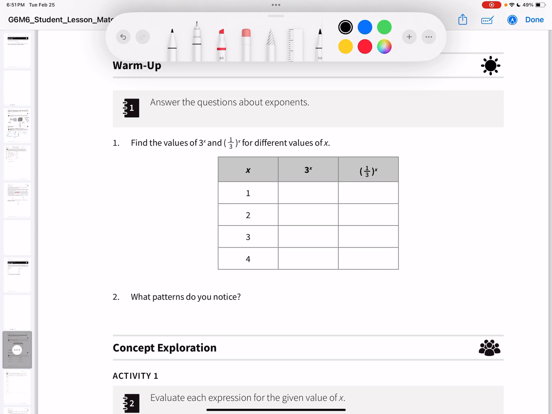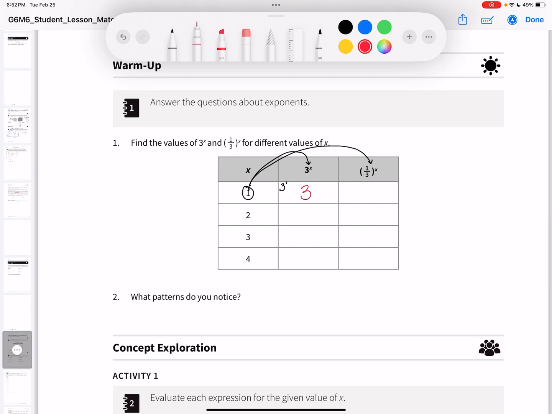values of x. So what we're doing today is we're going to take this and plug it into the x, like this. So for this first one, it would be 3 to the power of 1. Well, 3 to the power of 1 means one copy of 3 that we're multiplying. So our answer would be 3.